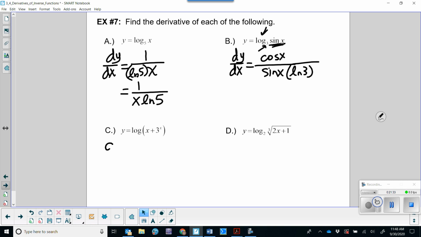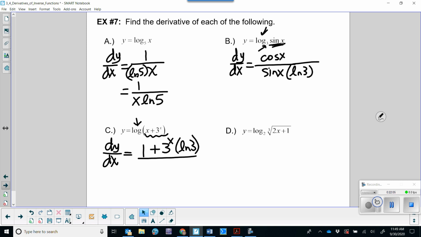So here, let's do one more example, and then we can save the other one for class. Let's do this one again. So again, main function is log. So derivatives of logs are going to be derivative of the inside. So here's the inside. So derivative of x is 1. Derivative of 3 to the x, well, it's an exponential, so it's 3 to the x. But then because it's not e, it's times ln of 3.